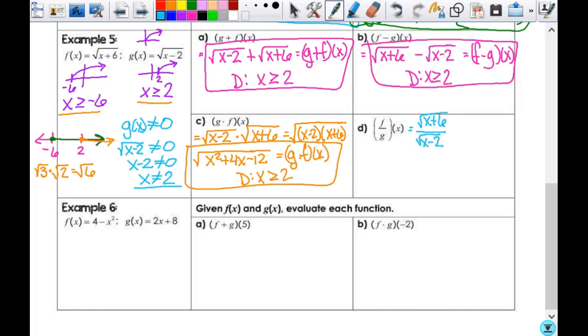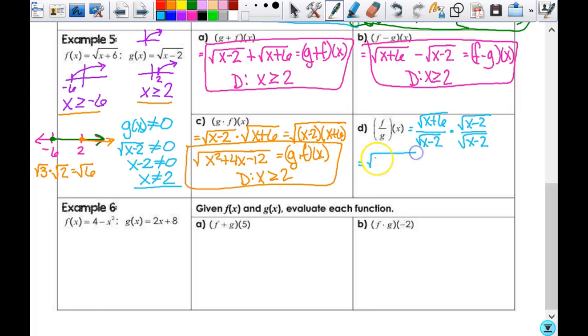Can I simplify that at all? No. But am I allowed to leave a square root in the denominator? No. So I have to rationalize, right? Which means I multiply by this. This is not nearly as bad as you think it's going to be, so it's all okay. You multiply by whatever that square root is. Now, these two things, did I already multiply those together? Yeah, I did that right there, so I don't have to think about that again.